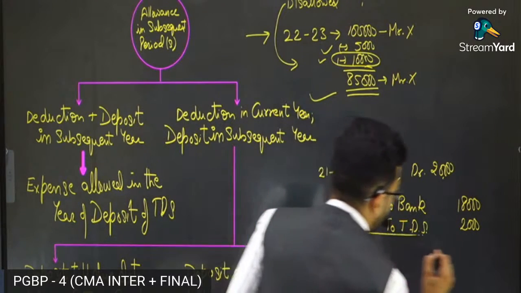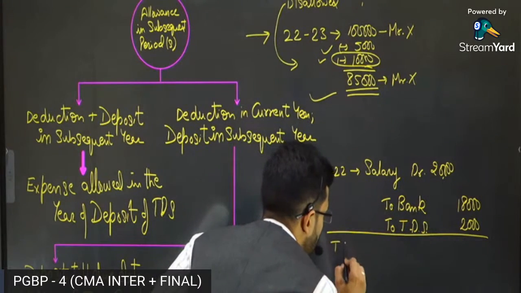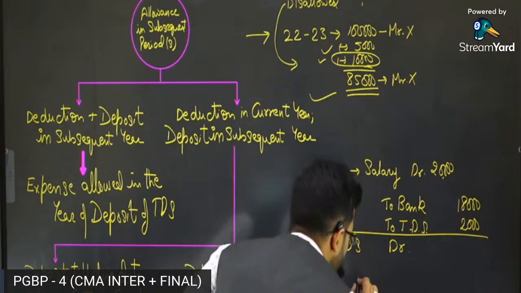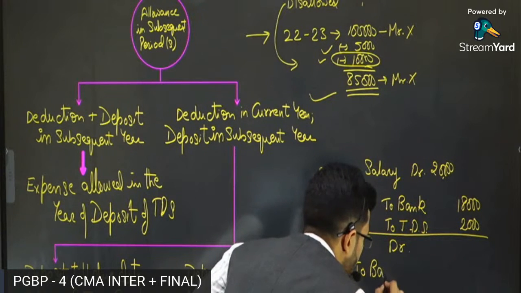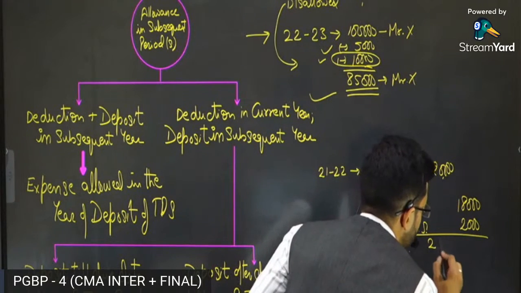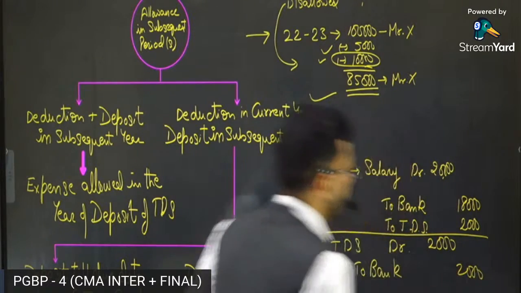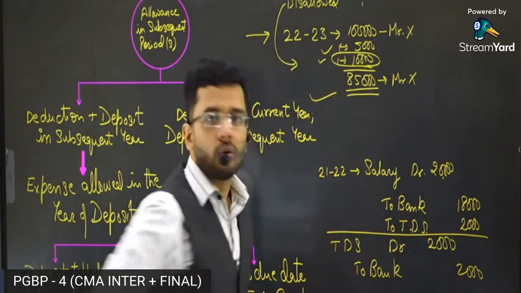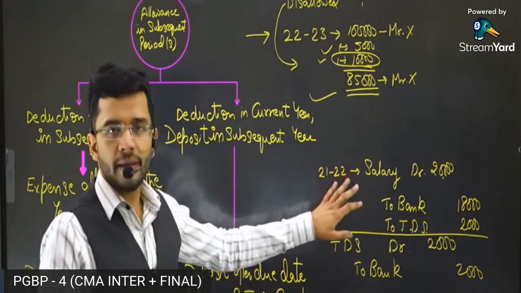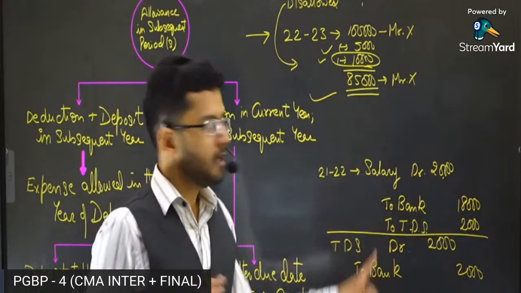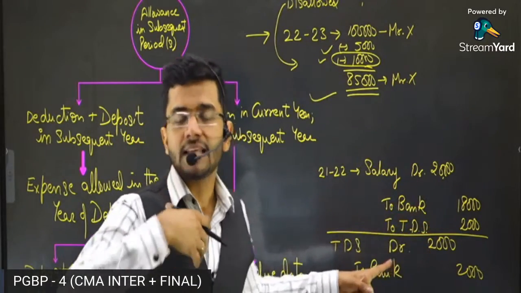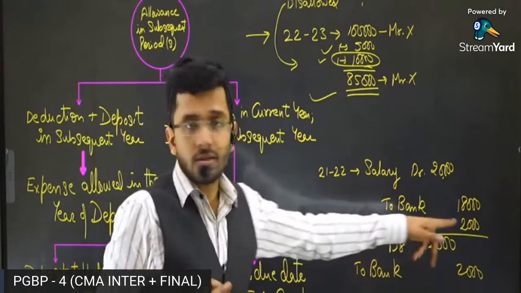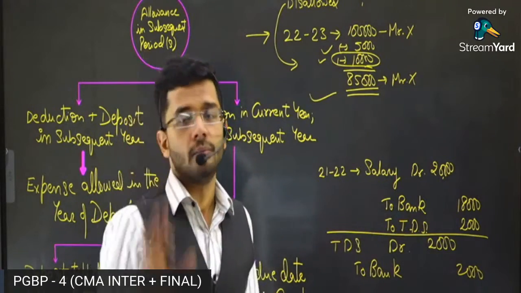And guys, on the due date when TDS is to be paid to the Government of India, you will pass another entry: TDS account debit to bank. This 2,000 rupees you're going to pay to the Government of India. This is the second entry which you're going to make. So the first entry is salary account debit 20,000 rupees to bank. You're going to pay the salary to the employee, but not the full 20,000, only 18,000, and to TDS 2,000 rupees, which you deduct from salary and pay to the Government of India.